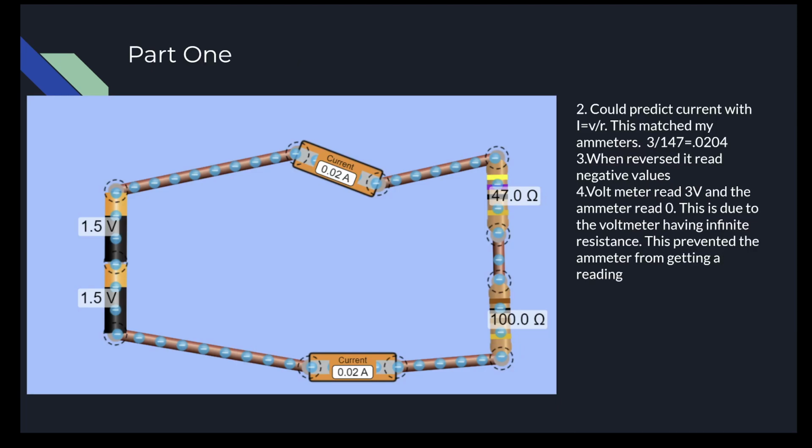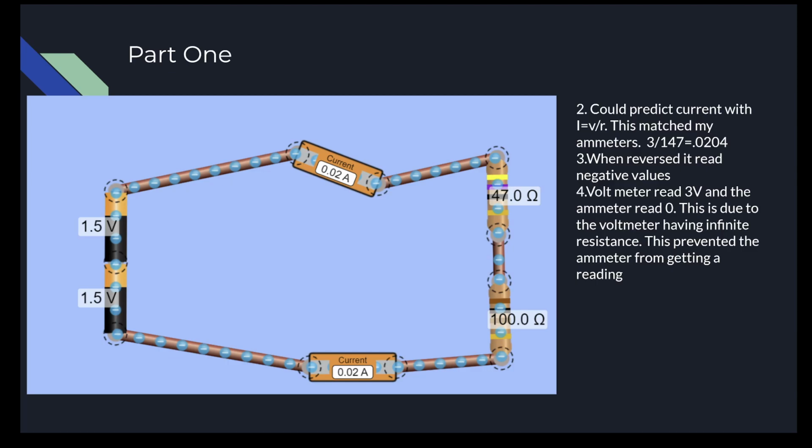In part 1 of this lab, we were tasked with manipulating a circuit and recording answers to questions about the circuit and said manipulation. The starting form of the circuit is shown above. I'll go over each of the answerable questions as the lab continues. Firstly, I was asked to predict the current of the circuit. I can do this by using I equals V over R. This returned an answer of 0.0204, which is the same returned by the ammeters.